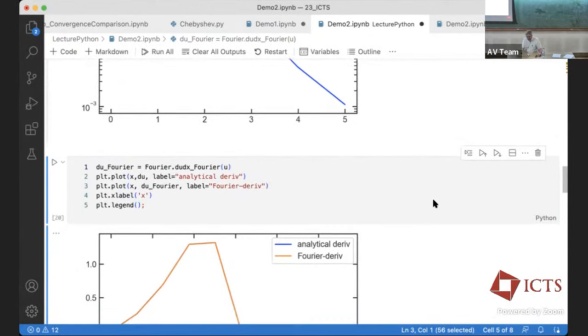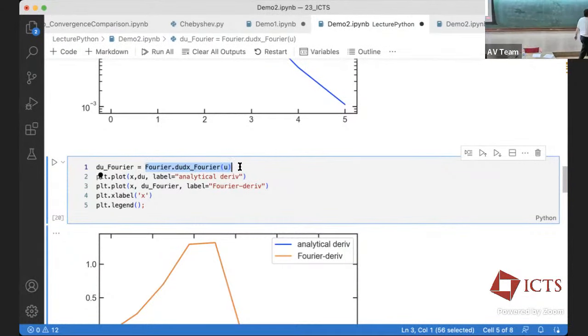Okay, here's the calculation of the derivatives. This little function du dx Fourier is also one I'm asking you to code. And it does precisely these three lines here. Compute spectral coefficients, multiply by ik, and go back to real space values, and that's it.